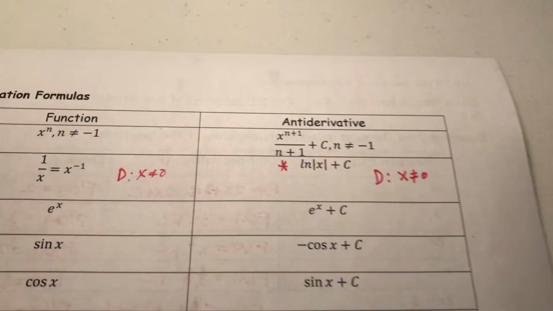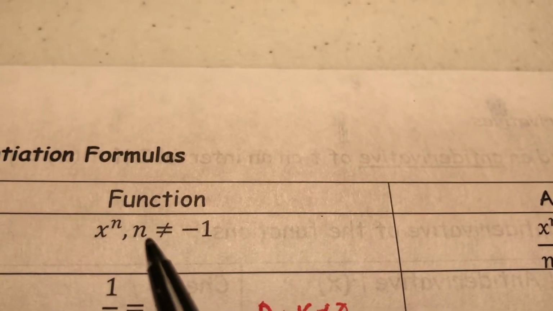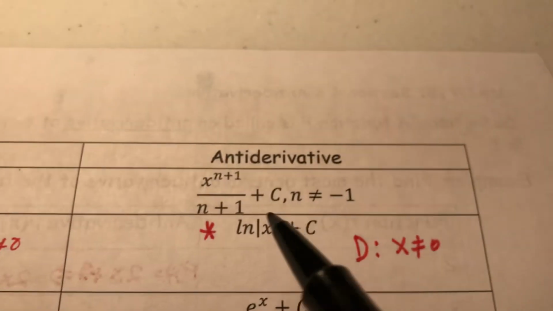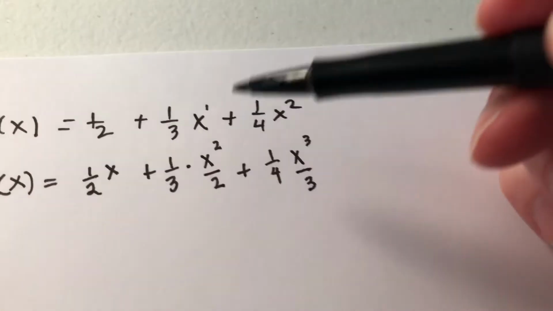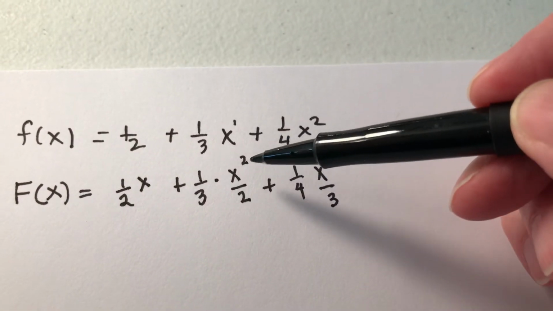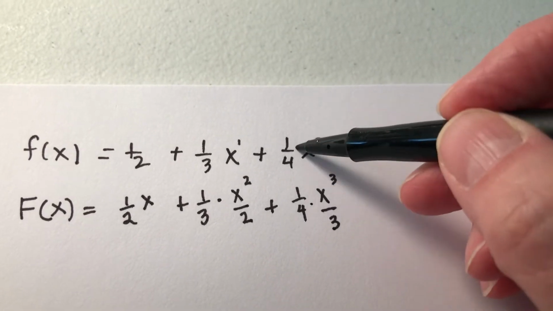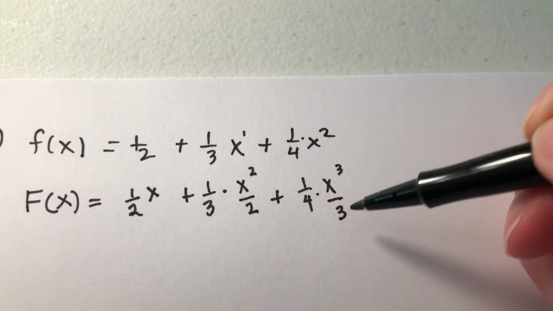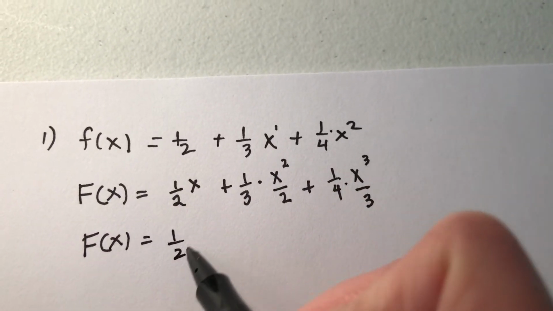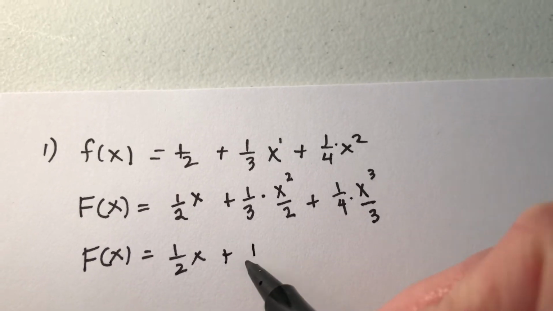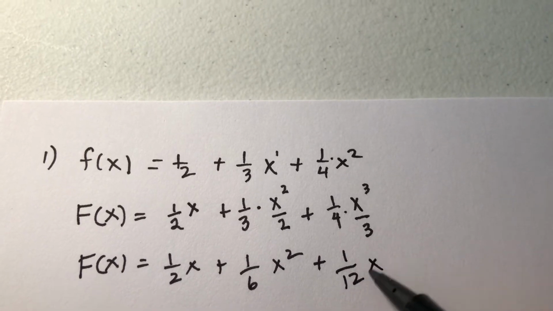The power rule says that if you are taking x to the n power, as long as n is not equal to -1, you just add 1 to it and divide by that same power. So that's what I'm doing. The power is 1. I add 1 to it, I get a 2. So I get x squared over 2 plus, then the 1/4 is just a constant, and then x cubed over 3. Now, to simplify that, I'm still doing capital F of x. This is 1/2 x plus 1/6 x squared plus 1/12 x cubed.